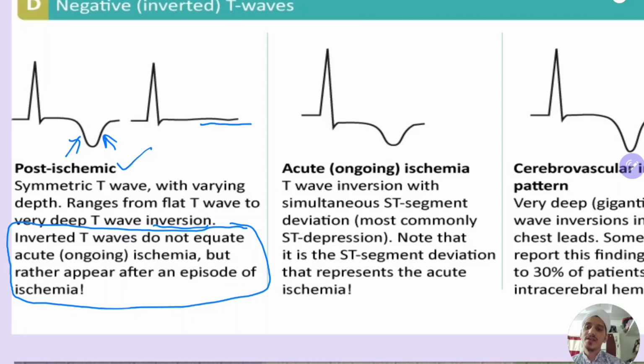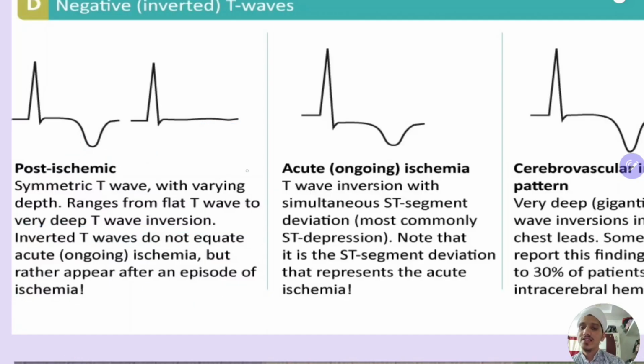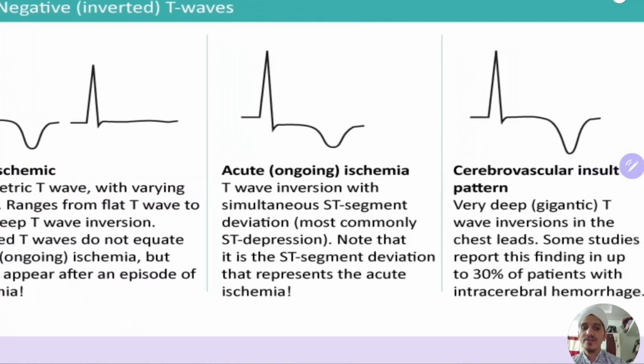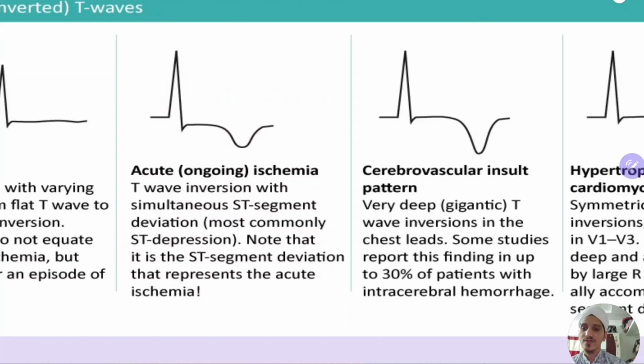Okay, that is post-ischemic T wave. How will they be? Their characteristic feature will be these 2 points: symmetric T wave inversions with varying depth, symmetric inverted T waves with varying depth from flat to inverted. Now, ongoing ischemia, how will T waves be there? So here you will have T wave inversion with simultaneous ST segment deviation, most commonly ST segment depression. So it will be acute ongoing ischemia.